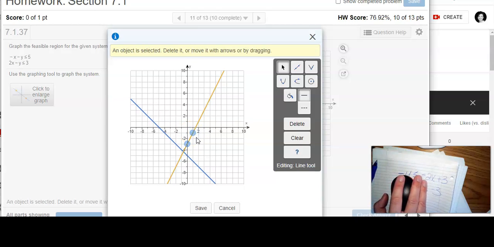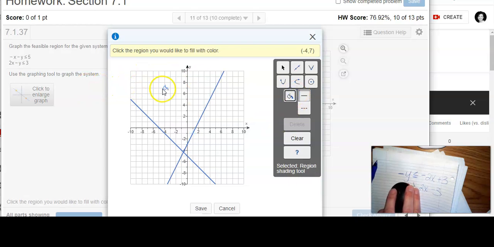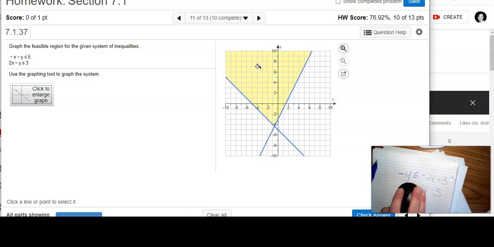So now I need to find points. For this one, y is bigger than that. So for the yellow line, I would be shading above. So my options are either this area or this area. So I'm going to grab 0, 0 and see if it works. Is 0, 0 less than 5? Yes, it is. Is 0, 0 less than 3? Yes, it is. So that area is going to work for both of them.